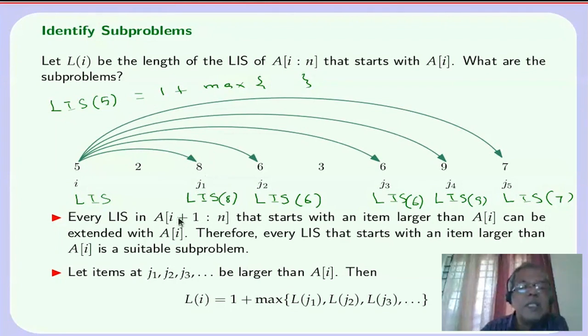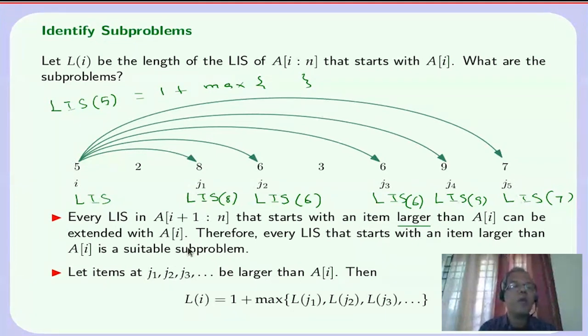Okay, so every LIS in A[i+1] to A[n] that starts with an item larger than A[i] can be extended with A[i]. Therefore, every LIS, longest increasing subsequence, that starts with an item larger than A[i] is a suitable subproblem. This is very important because this idea cannot be mechanically, automatically created. With some flair and experience, we have to come up with an idea. We are not solving one subproblem. We are solving a collection, a set of subproblems. In fact, an exhaustive set of subproblems.